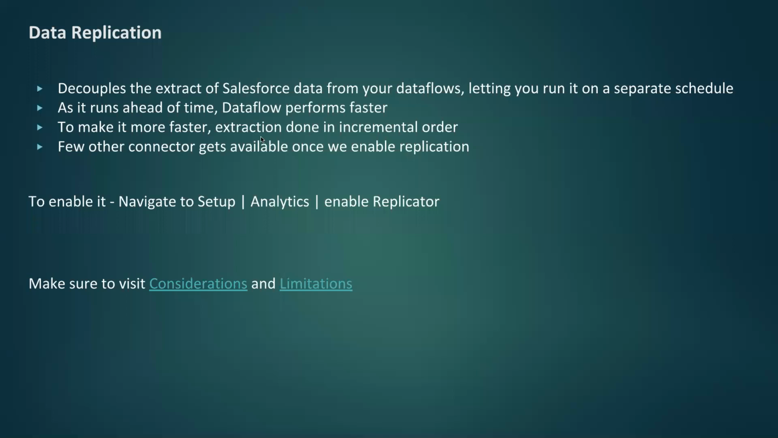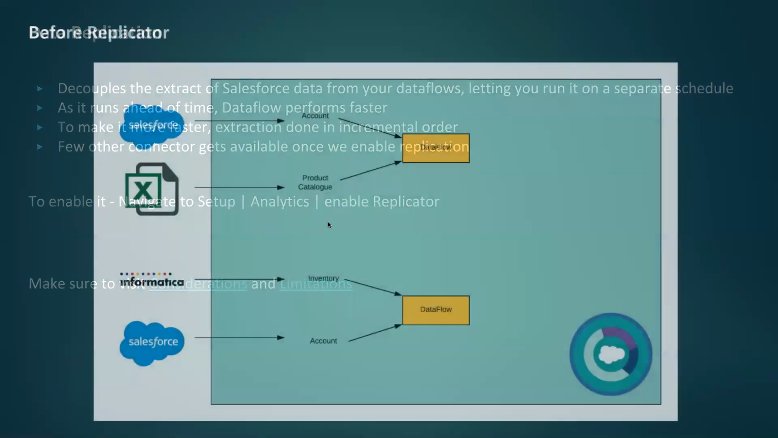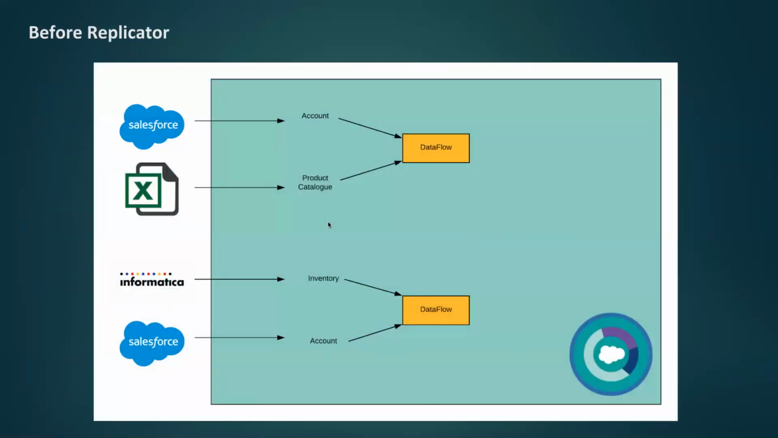I will skip this slide and let's go. Before that, you have to make sure that there are some considerations and limitations of enabling data replication, and you can click on these links to go to the documentation and learn more. Just to give you an example, an image is equivalent to 1,000 words. Here the data is coming from Salesforce, from CSV, from Informatica, and then coming back from Salesforce.